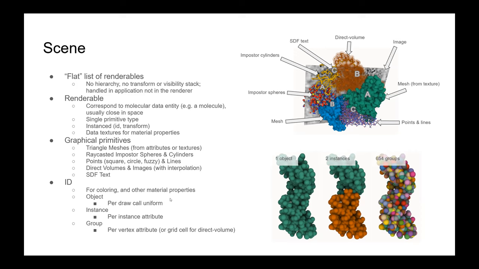To associate colors or other material properties with the primitives and renderables, we have three kinds of IDs. There's the basic object ID, which is just a per draw call uniform. Then we have an instance ID, for which we just use an attribute. And then we have a group ID, which is something custom. It's a per vertex attribute, but not unique for each vertex, so it's a bunch of vertices grouped together in that group. When we're rendering grid data, it can also be the grid cell itself, or it's read from a 3D texture.